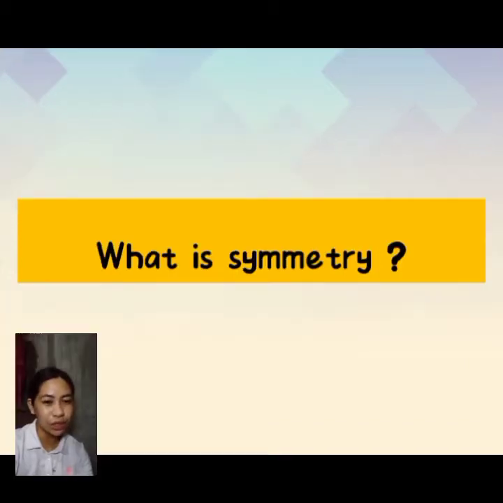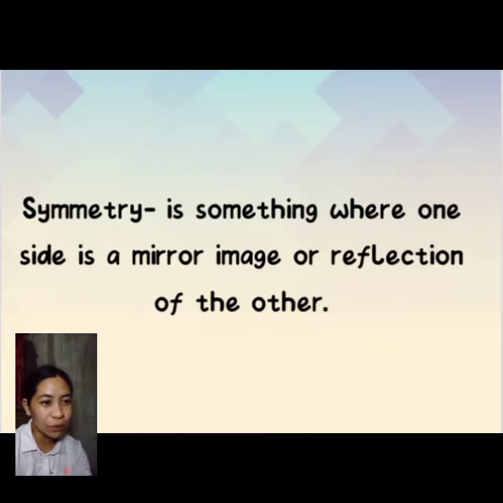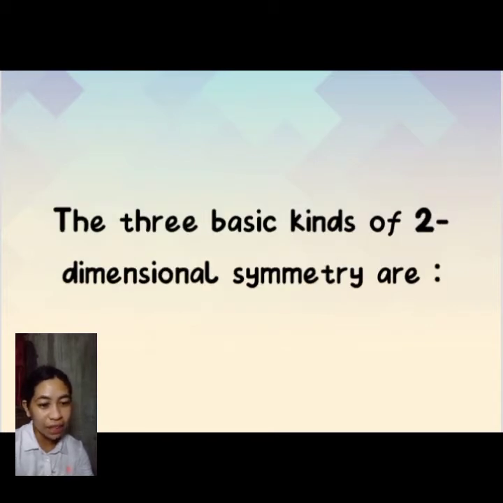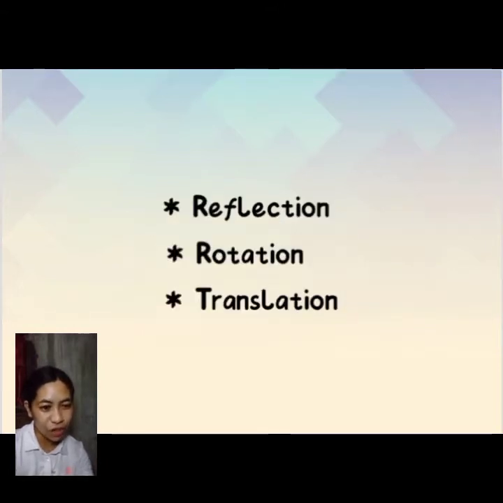What is symmetry? Symmetry is something where one side is a mirror image or reflection of the other. So, it means, ang isa ka side sa butang, kay murag salamin niya or anino sa isa ka butang. The three basic kinds of two-dimensional symmetry are reflection, rotation, and translation.